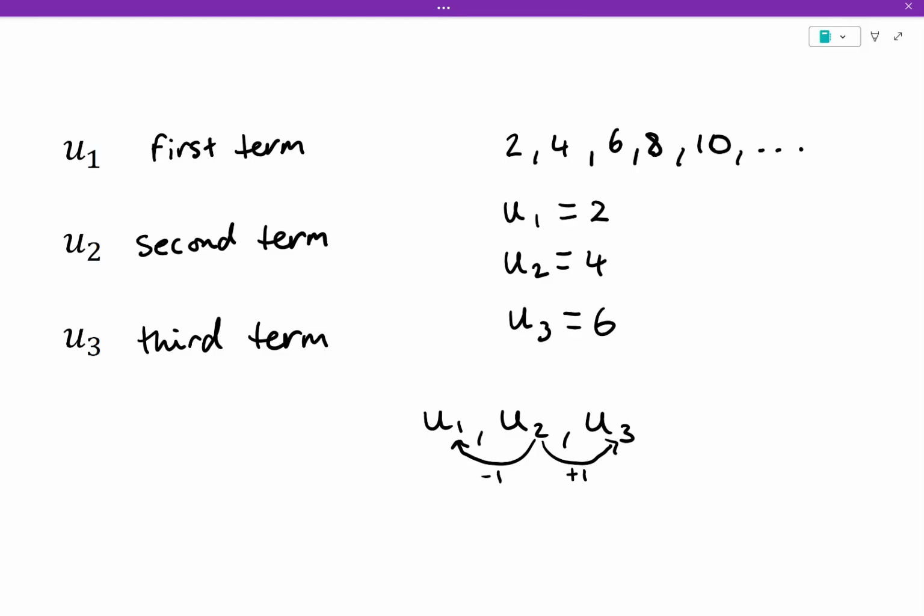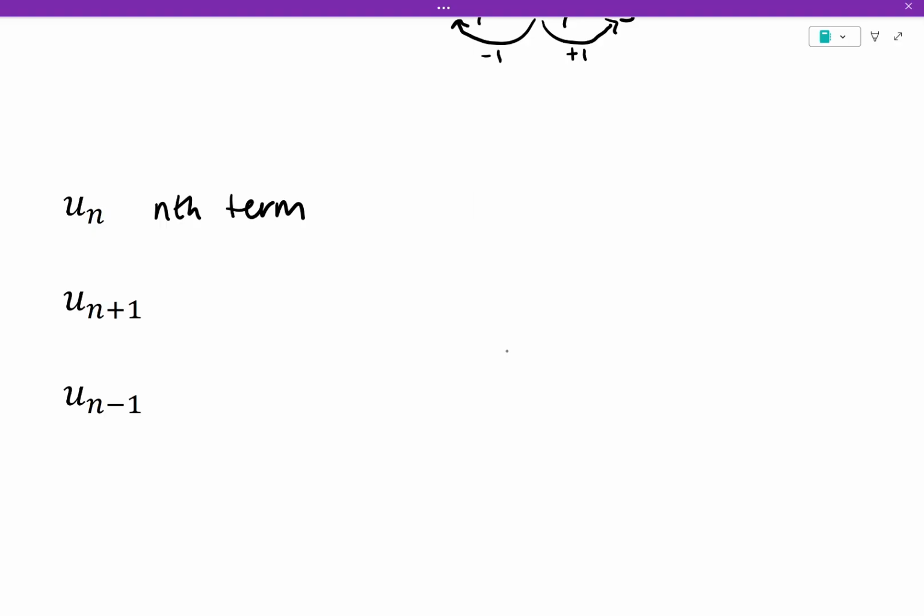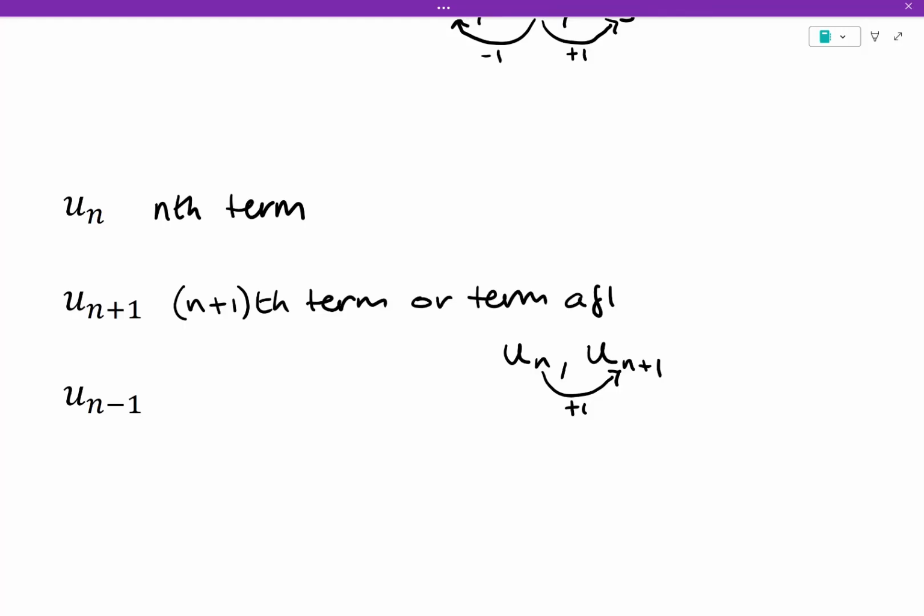Let's generalize then. If we have UN, this is the nth term of a sequence. We don't know what n is, it's just generalizing. That is some term in the sequence, which we'll call UN. Then, if we think about what's going to be the next term along in the sequence, we would go to our subscript of n, and we would add 1 to it, so it would be UN plus 1. So UN plus 1 can be called the n plus 1th term of the sequence, or you could call it the term after the nth term.